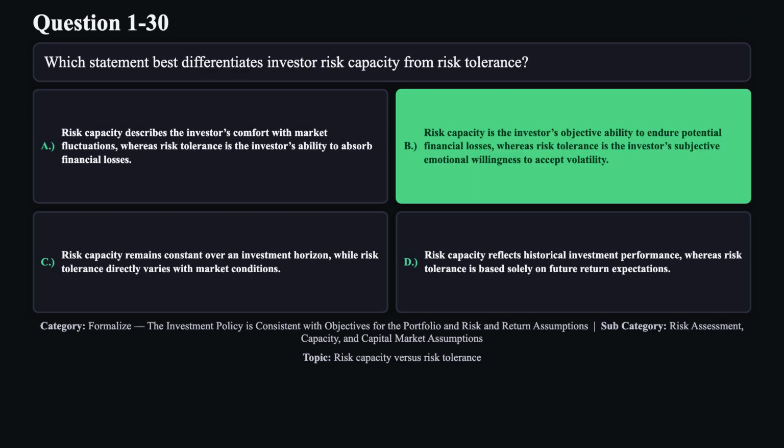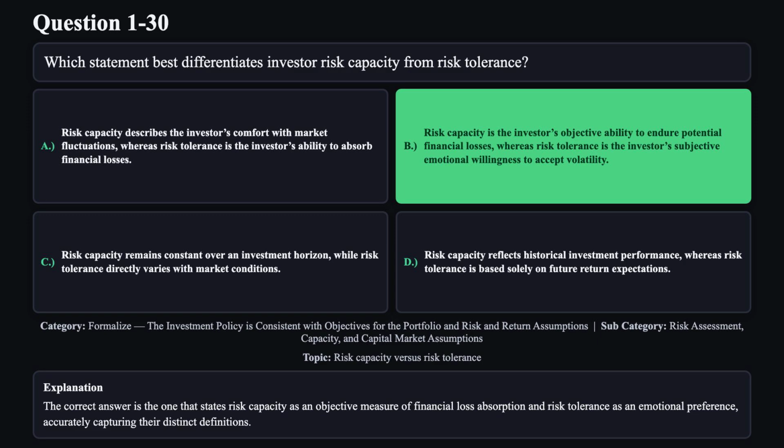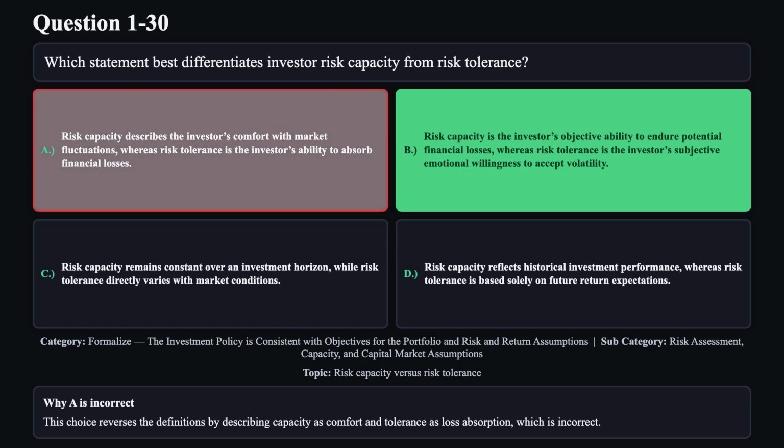The correct answer is B. The correct answer is the one that states risk capacity as an objective measure of financial loss absorption and risk tolerance as an emotional preference, accurately capturing their distinct definitions. Reason A is not correct. This choice reverses the definitions by describing capacity as comfort and tolerance as loss absorption, which is incorrect.